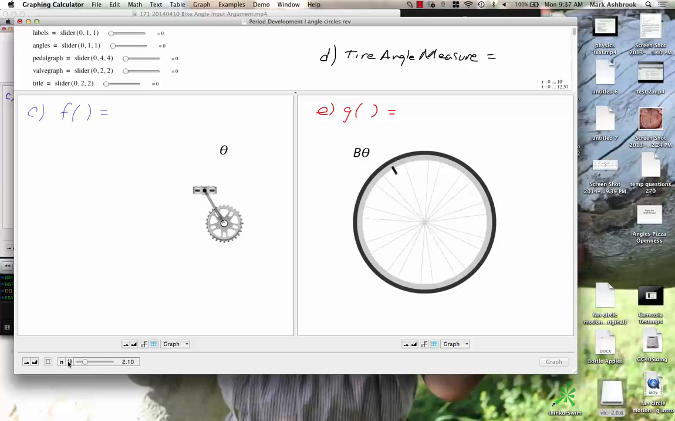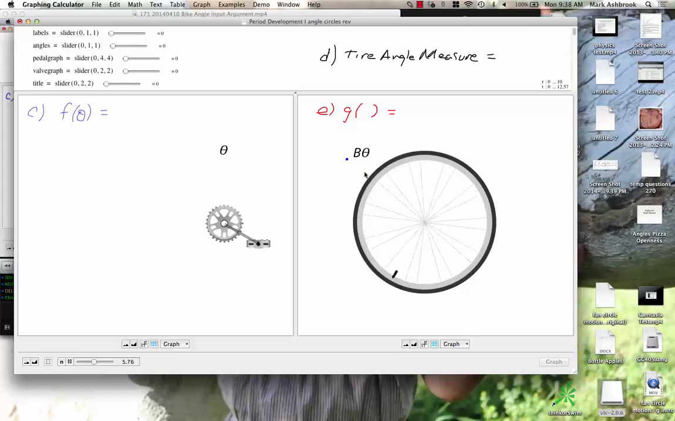Rotation of the pedal in radians. So you want to use theta for that? That's what I heard you say. And now, what's the output quantity that they're asking for? They want horizontal distance from the vertical diameter, measured in what? Fraction of a radius length. Okay, so what will give us that?